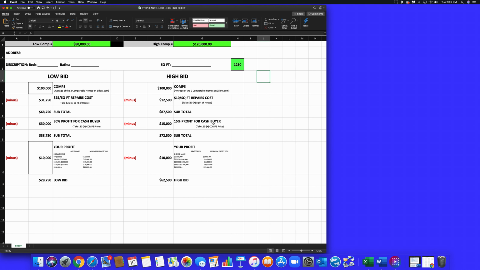Then we have a 15% for the cash buyer. So understand, they didn't have to put a whole lot of time into it, and they didn't have to put a whole lot of money into it. They're okay with a 15% return on their money, which is really good compared to other places they can put their money and get a return. Then we end up with the 72.5 after we take these two costs out of it. Then we need to take your profit out of it.